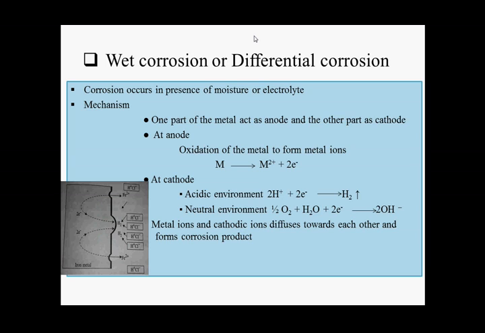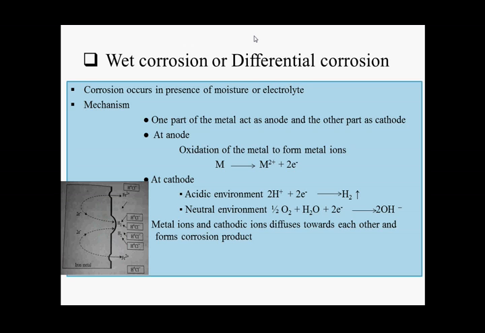So the second type of corrosion, wet corrosion, is also called differential corrosion. Wet corrosion occurs in the presence of moisture or an electrolytic solution. So when a metal is kept in an aqueous solution or in moisture, it undergoes corrosion, and that is called wet corrosion. Now let us see how this wet corrosion occurs. That is the mechanism of wet corrosion.